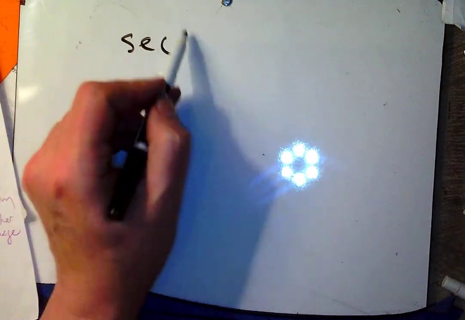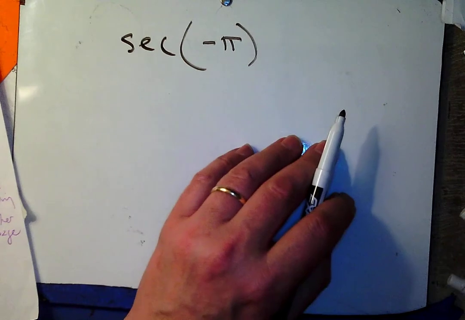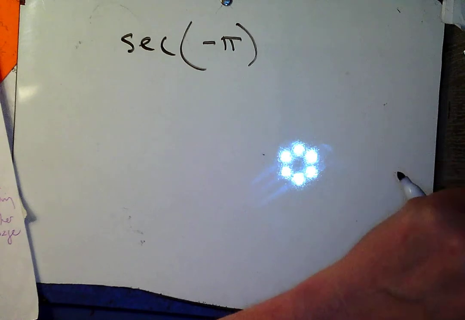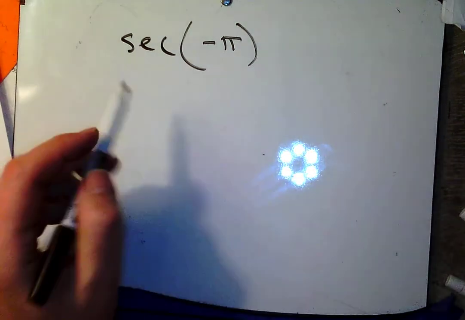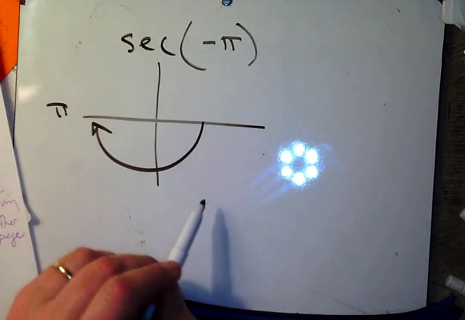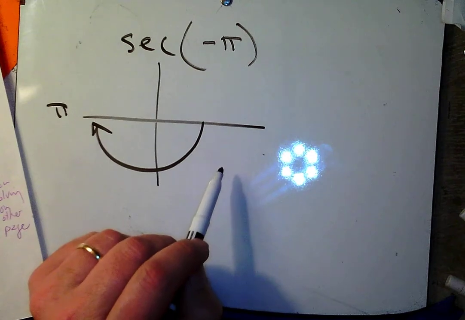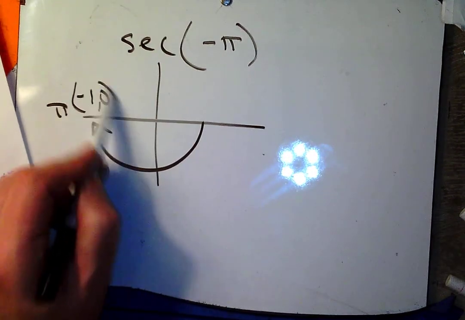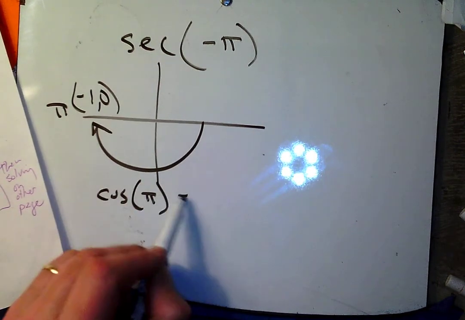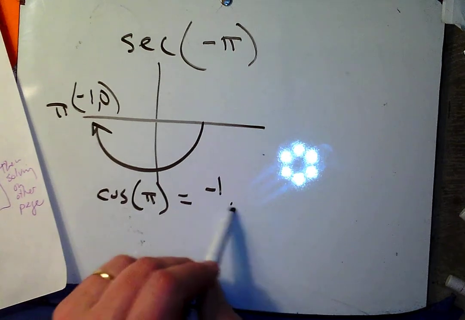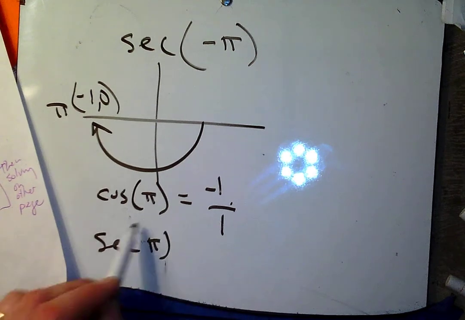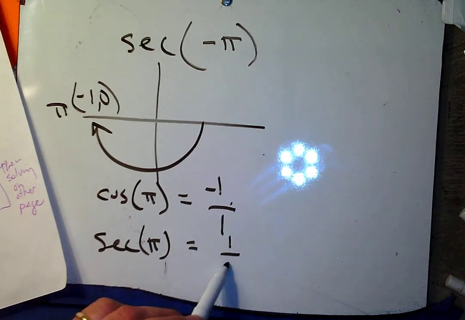Okay, how about the secant of minus pi? What's the secant of minus pi? Well, where are we if we're talking about pi? Here's pi, negative pi, and I want to know the secant there. I know the ordered pair here is negative 1, 0, and the cosine of pi would be negative 1 over 1. So the secant of pi is just the reciprocal of this.